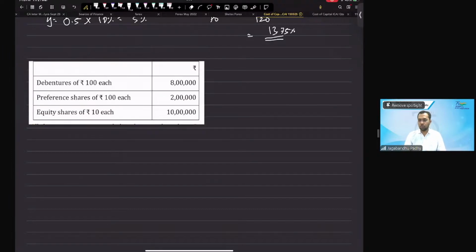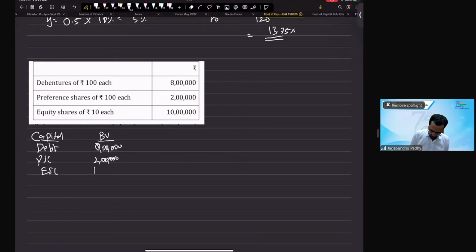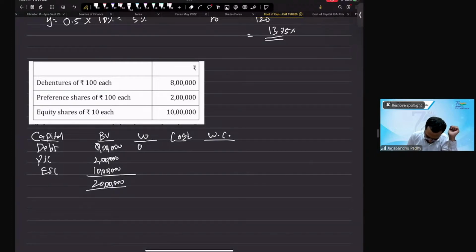this is the amount of capital given. Now for this capital given, we can definitely say the capital book value. Capital is debentures, preference share capital, and equity share capital. So book values are given to be 8 lakh, 2 lakhs, and 10 lakh. You can get the weights. Cost is something that you have computed, and we can simply take weights into cost. So this is totaling 20 lakhs. So weights are going to be like 0.4, 0.1, and 0.5. So these three are the weights.